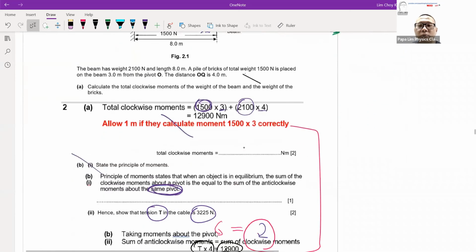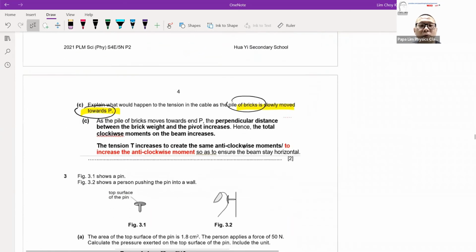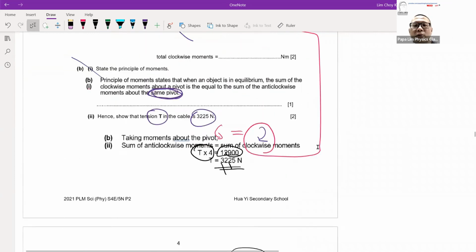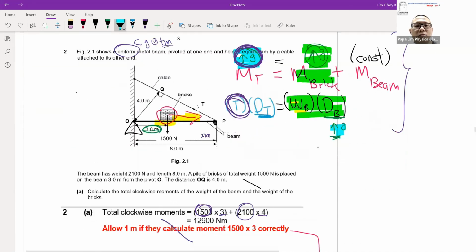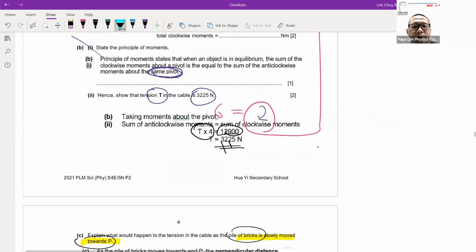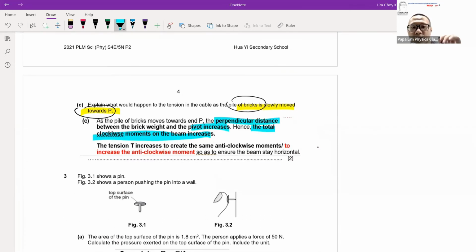Now we look at the keywords. Same as the reasoning using the principle of moments, you have to tell the marker that the clockwise moment increases. That's the first keyword that you must write. And you can't just say the clockwise moment increases straight away. You have to tell the marker the reason. Like I mentioned, the reason for the clockwise moment to increase is the perpendicular distance. So in the answer, you have to tell me that the perpendicular distance of the brick increases, and because of that, the clockwise moment increases.